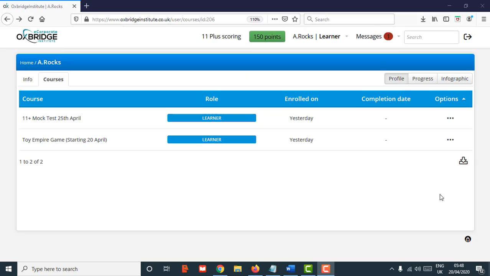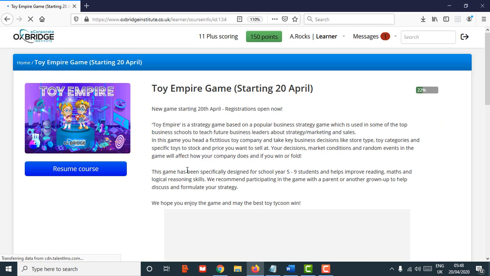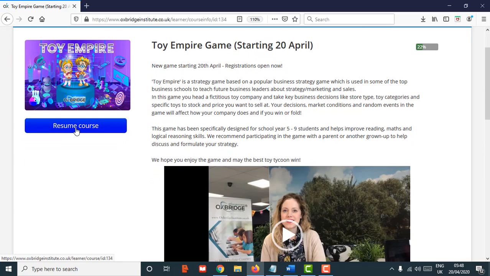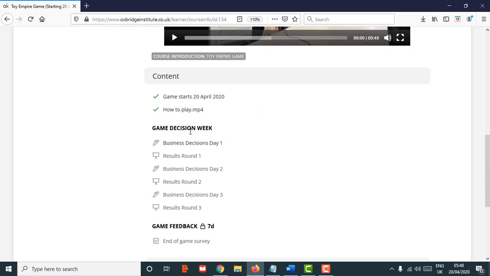So let's start by being logged into your account and let's start this journey. So wherever you are on the website, clicking on the logo here should take us to the dashboard. Here we can see Toy Empire game under Brain Games. So let's click on that. You can always choose to resume course and go to the next module, but I always find it easier to look at the course content and then proceed.